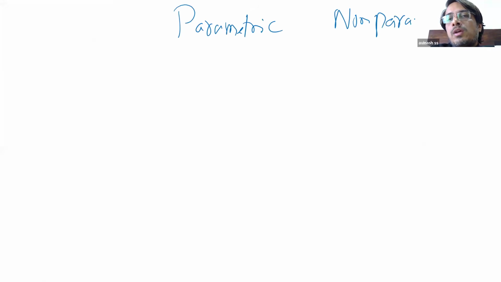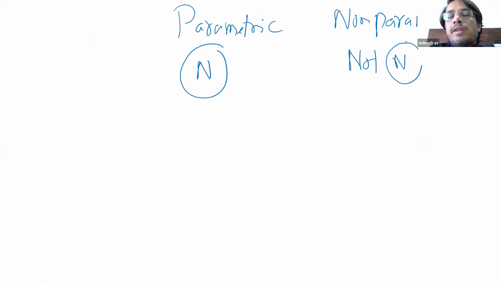So, when do we use a parametric test? We use the parametric test when the data is normally distributed. We use the non-parametric equivalent test when the data is not normally distributed. This is one of the assumptions to choose. There are many other assumptions, but we'll not discuss that today.